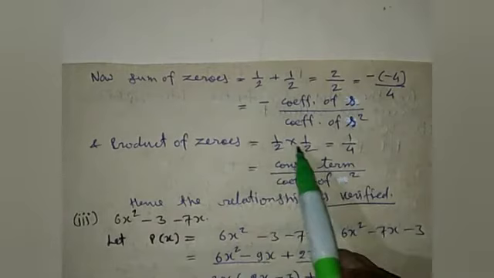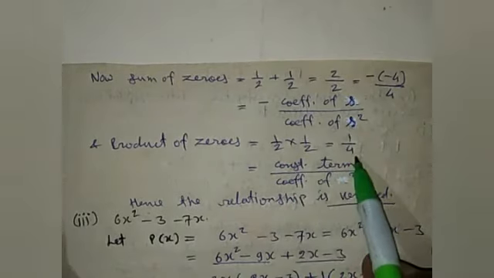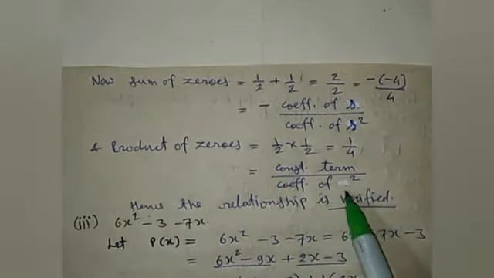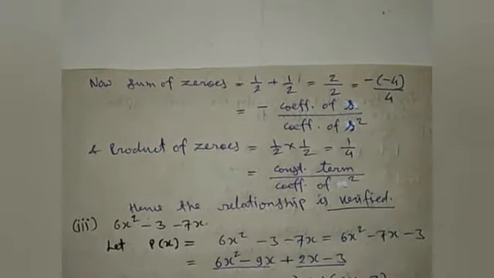Now the product of zeros is equal to 1 upon 2 into 1 upon 2, that is equal to 1 upon 4, which is equal to the constant term divided by the coefficient of s square. Hence the relationship is verified.